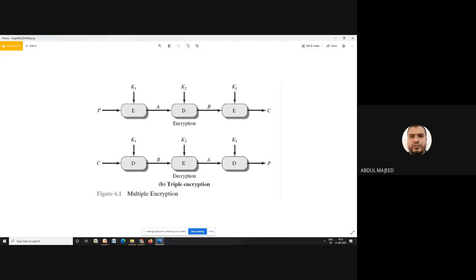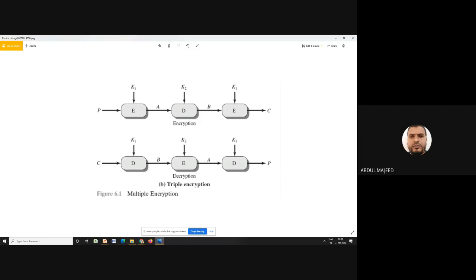C1 is producing the first ciphertext, C2 is producing the second ciphertext, and C1 and C2 are not equal. Then finally we are getting C, our main actual ciphertext, that we apply to the decryption process. So the first input will be the ciphertext. We do decryption first with the help of K1, then encryption with the help of K2, and finally decryption with the help of K1. It will produce the plaintext.